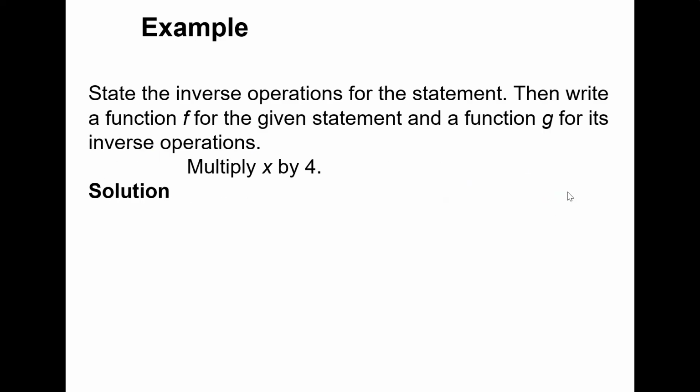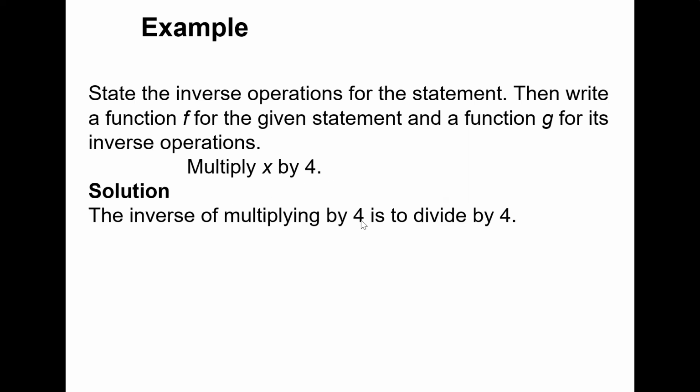All right. So next, state the inverse operations for this statement. Then write a function f for the given statement and a function g for its inverse operations. So we want to multiply x by 4. We want to find the inverse operation. The inverse of multiplying by 4 is what? Well, we're going to divide by 4. So if f of x equals 4x, g of x is x divided by 4. This is our original function, and this is the inverse of what we did here.